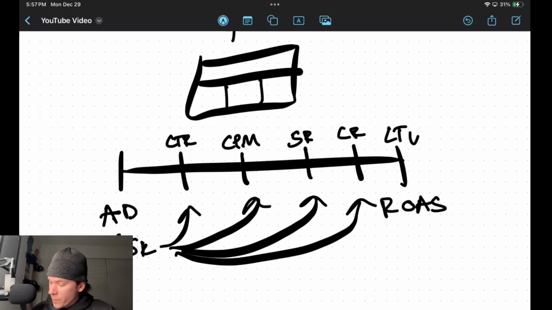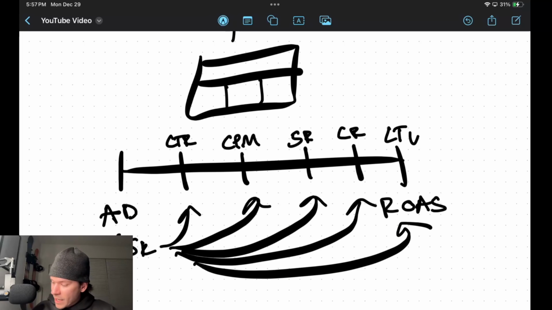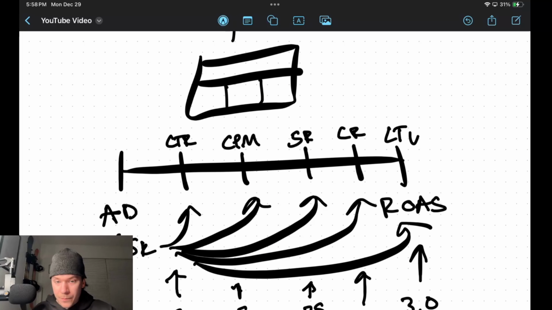So for example, if I put 5K in to solve my CTR, that may bring me up to like a 0.2 return on my ad spend. If I spend 5 grand to solve my CPM, that might bring me to a 0.5. If I spend 5 to solve my show rate, that may bring me to a 0.75, right? And maybe my close rate brings me up to a 1.5. And then when I increase my LTV, maybe that brings me to a 3.0.